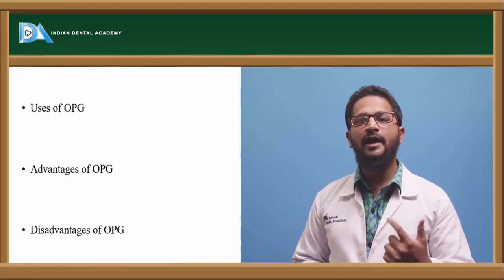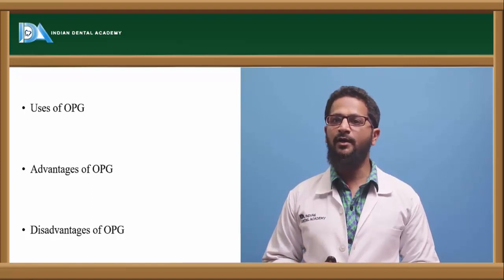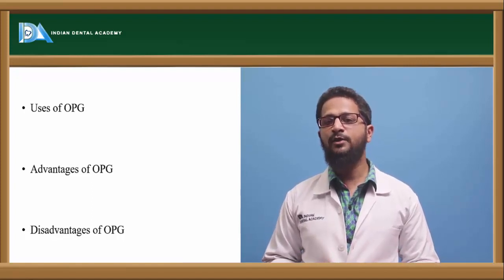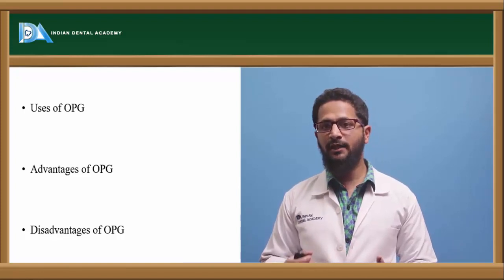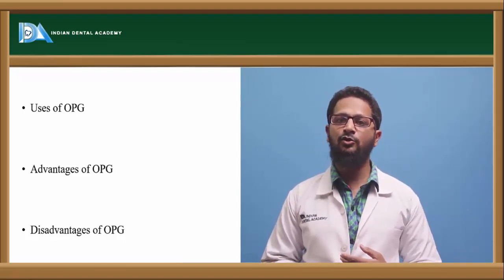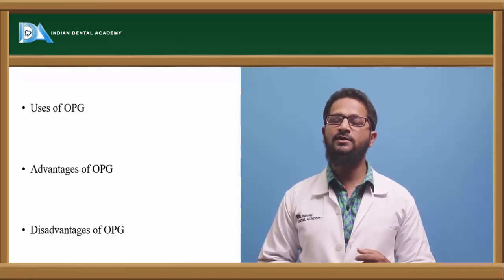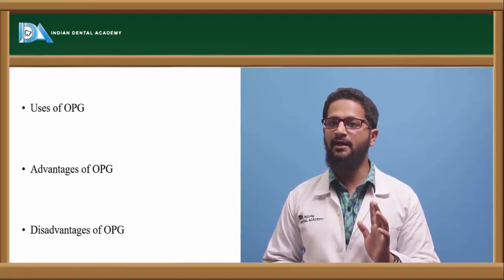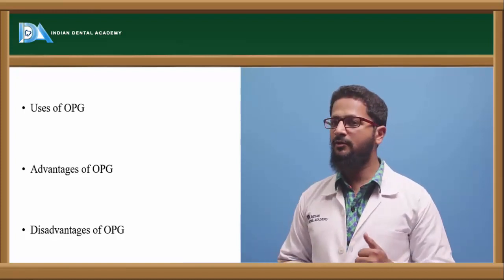First, both the arches can be evaluated in a single film. Any presence of pathologies can be evaluated. Any radiolucencies, supernumerary teeth, missing teeth, impacted teeth, malpositioned teeth, ankylosed teeth, everything can be evaluated by taking a single orthopantomogram. There are a number of advantages. Exposure is reduced to the patient because in a single film we are evaluating entire dentition. This is one of the very good advantages.